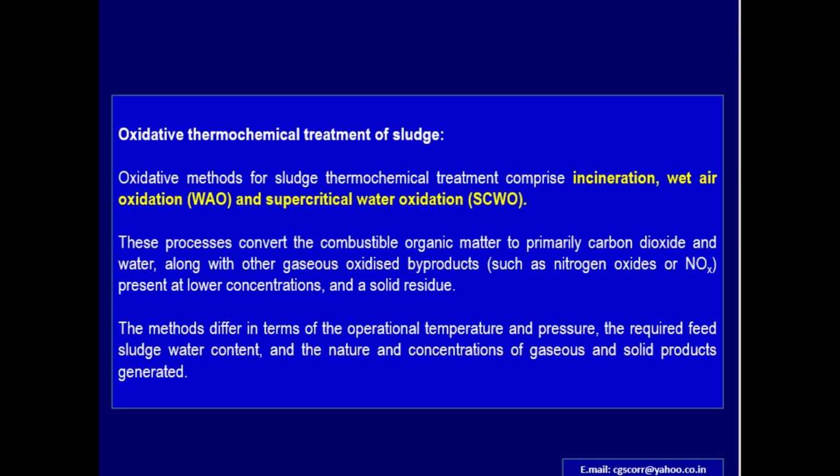Oxidative thermochemical treatment of sludge. Oxidative methods for sludge thermochemical treatment comprise incineration, wet air oxidation, shortly called WAO, and supercritical water oxidation, shortly called SCWO. These processes convert the combustible organic matter to primarily carbon dioxide and water, along with other gaseous oxidized byproducts such as nitrogen oxides, or NOx, present at lower concentrations, and a solid residue. The methods differ in terms of operational temperature and pressure, the required feed sludge water content, and the nature and concentrations of gaseous and solid products generated.